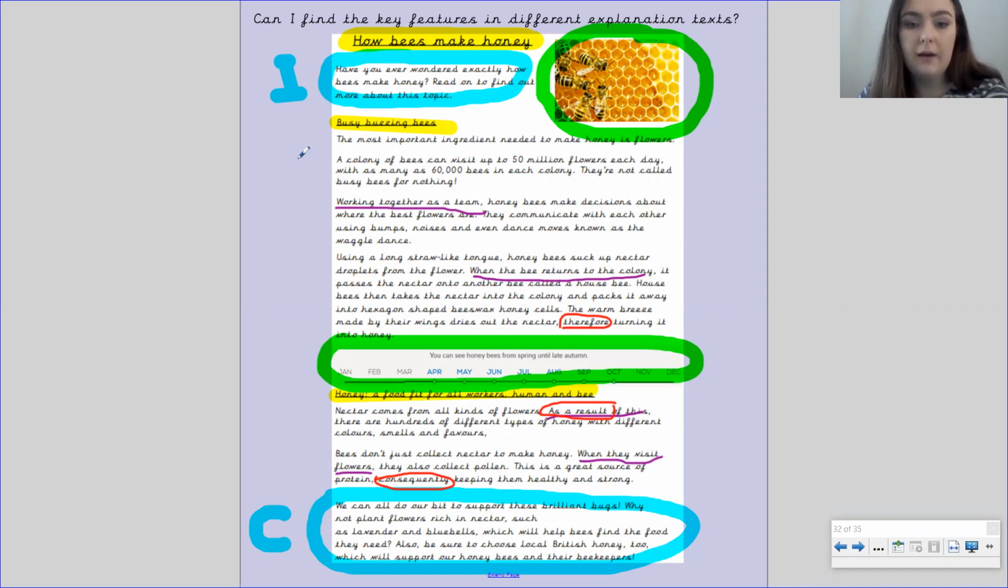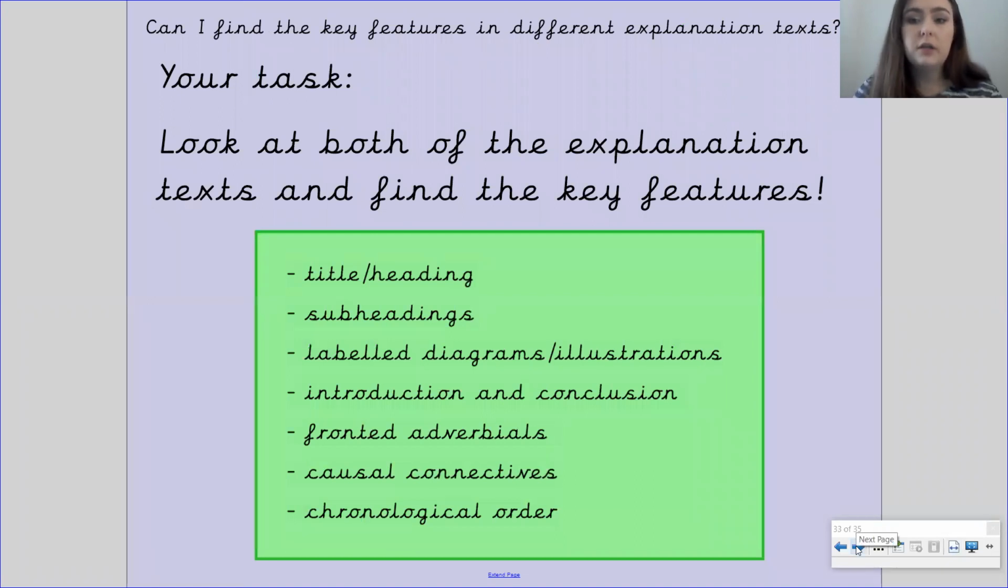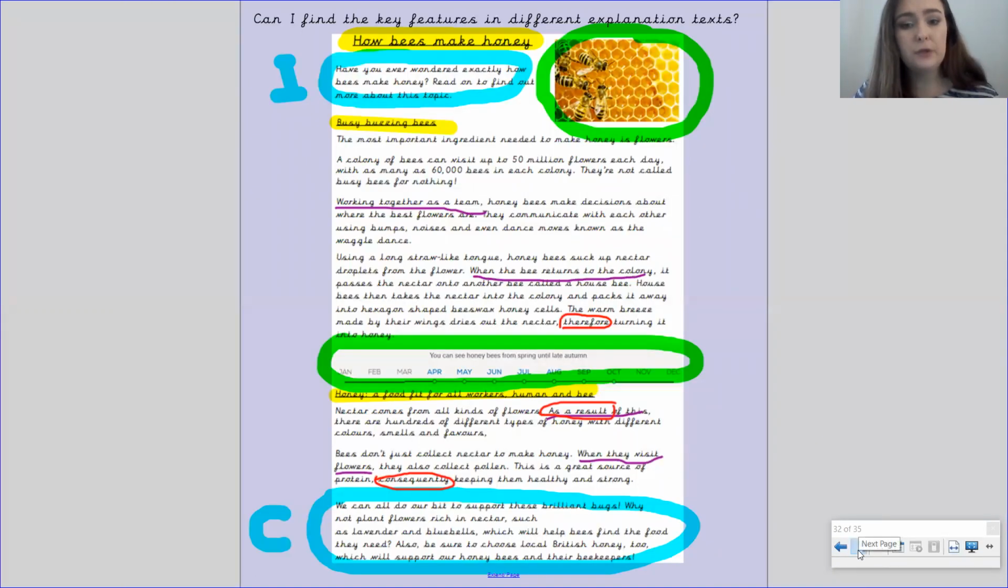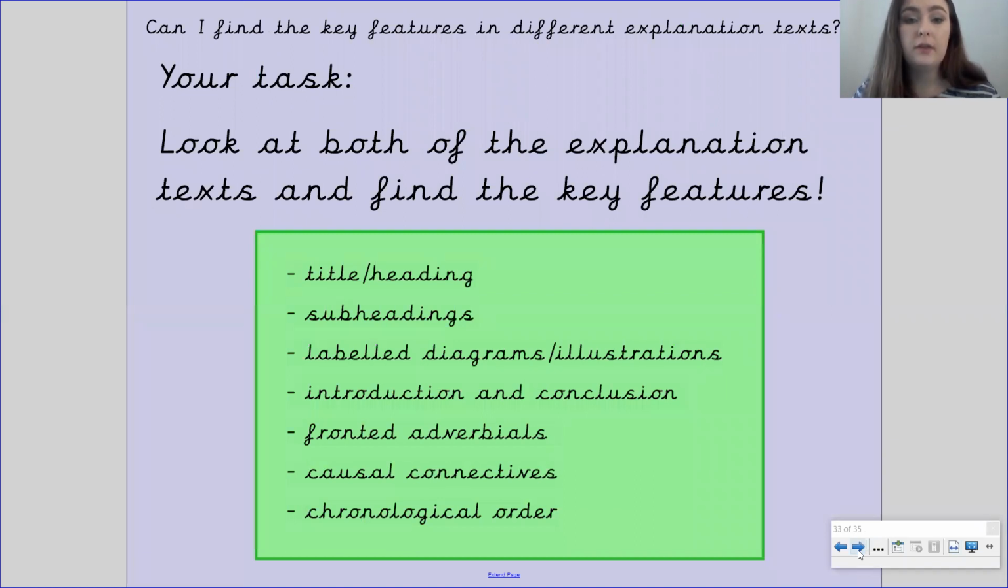So here we have our annotated explanation text to show us where all of our key features are. So we've got our title, our subheadings, we've got pictures and illustrations that have been labeled, we've got our fronted adverbials, we've got our causal connectives, and we've got an introduction and conclusion. Your task: you're going to look at both of the explanation texts that are going to come next, and you're going to find the key features. Just as we did here, you're going to have a look for them with the new texts.